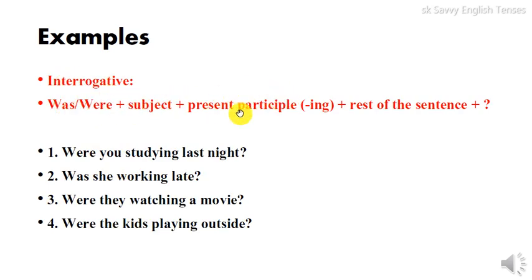Okay, the next one is the interrogative sentence, and the formula is was or were plus subject plus present participle. And we can make sentences according to this formula. For example, were you studying last night? Was she working late? Were they watching a movie? Were the kids playing outside?